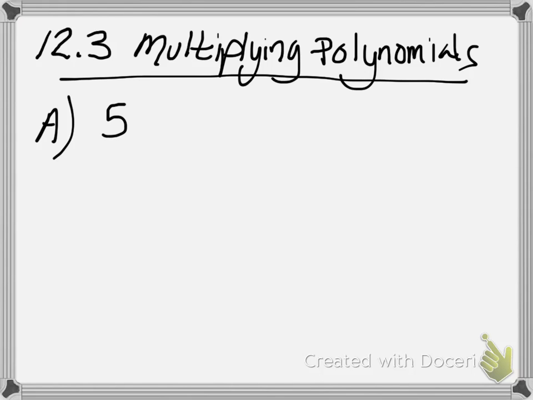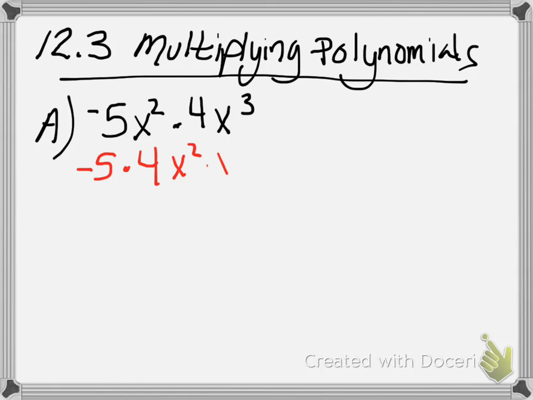If you have a negative 5x squared and you multiply it times 4x cubed, if you're multiplying things, you can multiply them in any order you'd like. So really this is the same as saying negative 5 times 4 times x squared times x cubed. So you can reorder it as long as there's multiplication between everything. That's the commutative property. So I can multiply the negative 5 and the 4 together and make that negative 20.